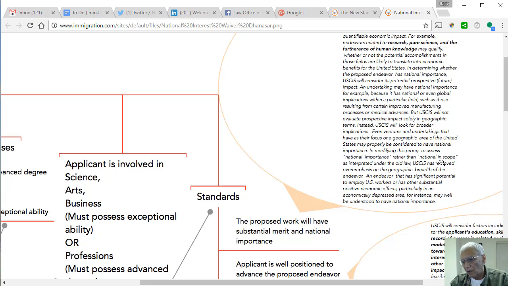And he, of course, won his national interest waiver. But another case, very similar to his, was denied because it was not being implemented nationally. Under the new standards, a case like that, even though it doesn't have geographical impact nationally, could have national importance anyway. And they have made it clear that this overemphasis on the geographical breadth of the endeavor is not necessary. Okay? So the standard of substantial merit and national importance is softer than the standard that we had before.